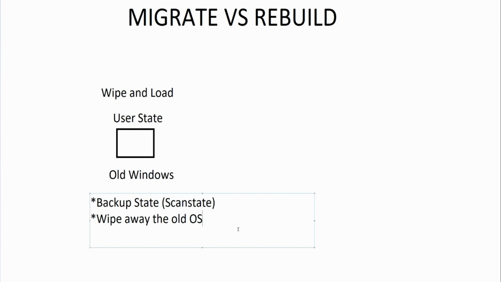All right. At that point, you would install the new operating system. So you put a new version of Windows on there, and at that point, you restore the state, and that would be what we call a load state. All right, it's called a load state. So you back up the state using scan state, wipe away the old operating system, install the new operating system, and then restore state. So that is what we call a wipe and load migration.